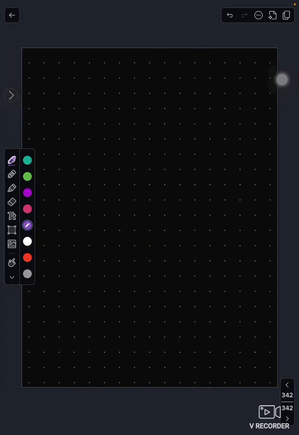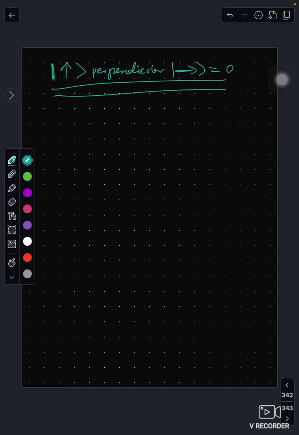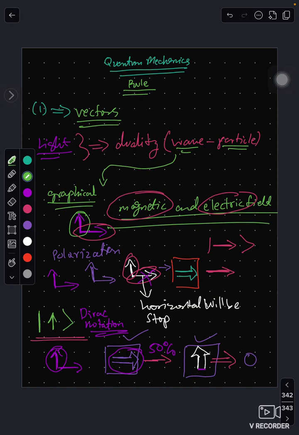So we could say that the horizontal ket times the perpendicular ket, which is vertical, would equal 0. The sum would equal 0, not times, the sum. This sum would equal 0. That means none of the light went through.